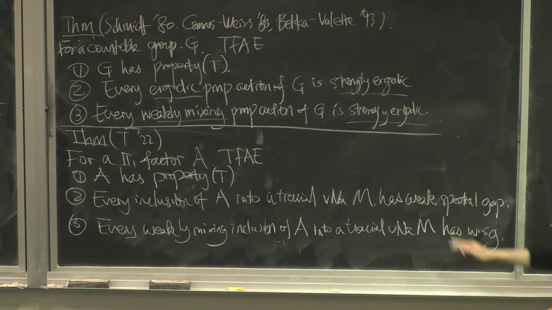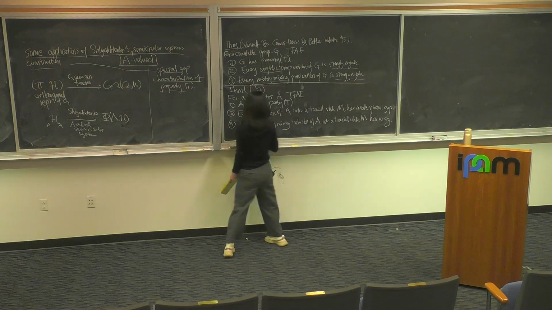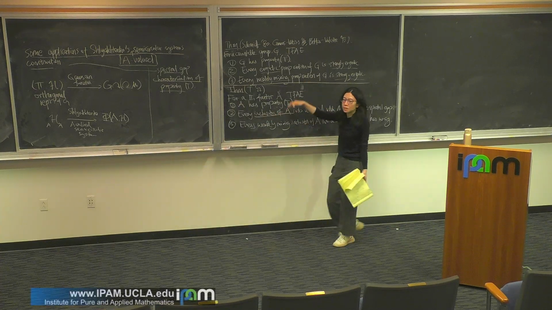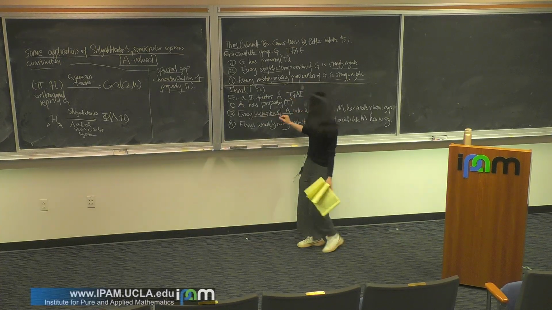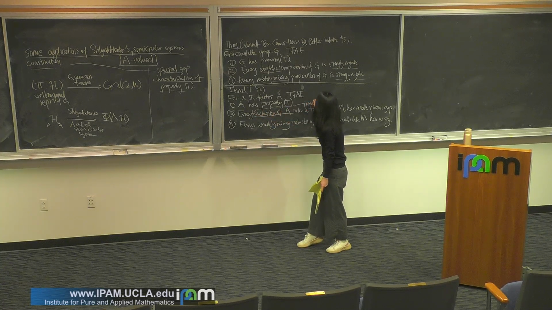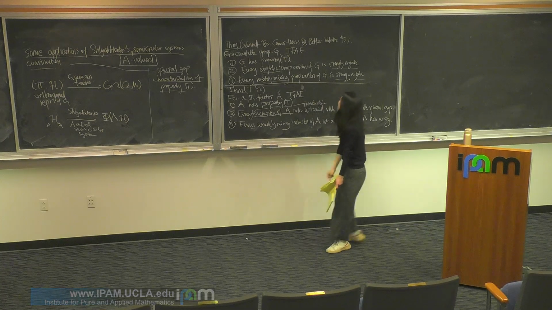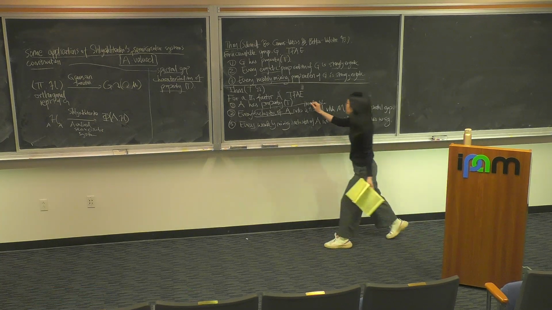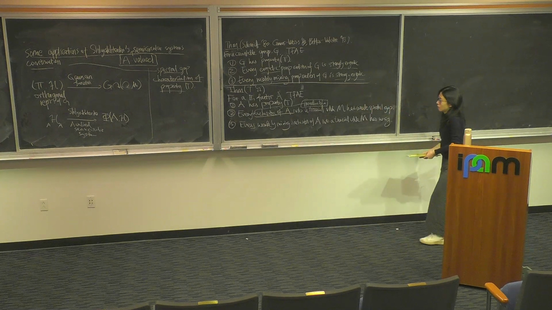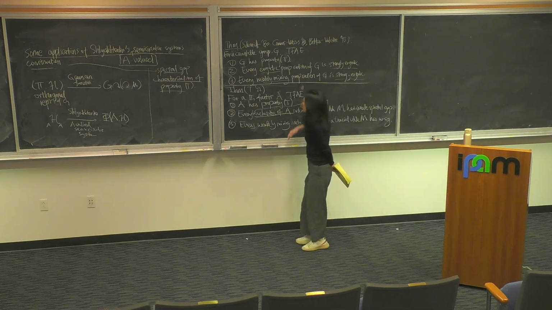Okay, so you see, here, if you want the statements to be completely aligned, I guess I should include irreducible. Okay, right, so as I said, they're completely aligned.